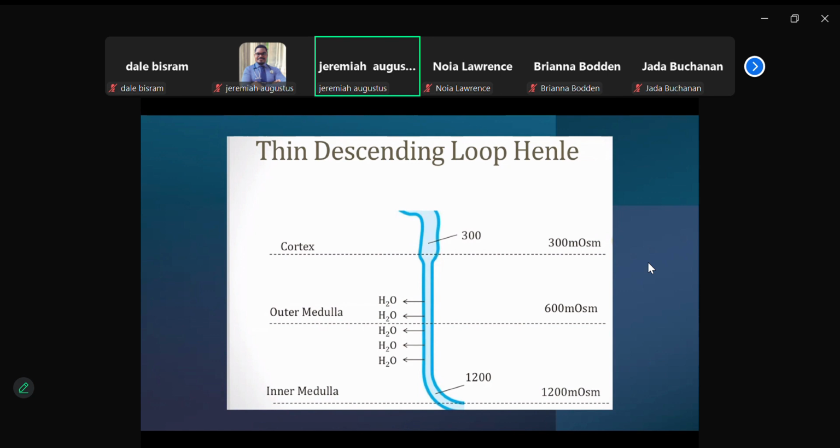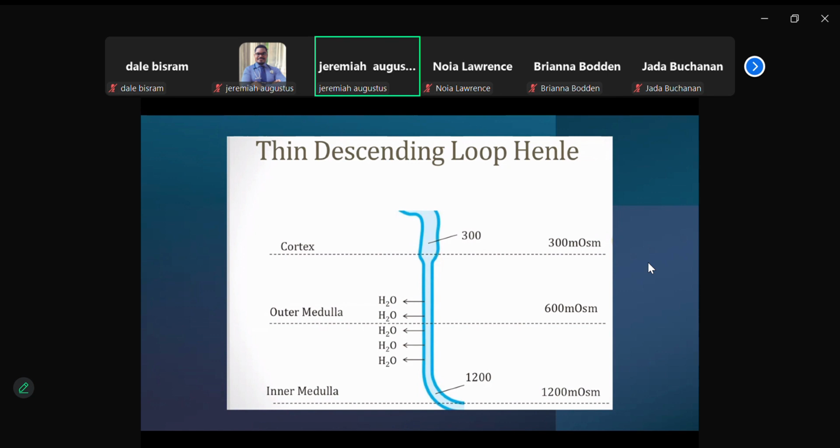The urine coming from the cortex is 300. The reason it wasn't moving in the cortex is that the cortex is also 300. When it comes down to the outer medulla, it is 600. So now the water is going to move. And remember how God made it so smart: sodium is impermeable, but water is not. So the only thing that is going to leave the urine at that time is water. This is how we concentrate the urine.